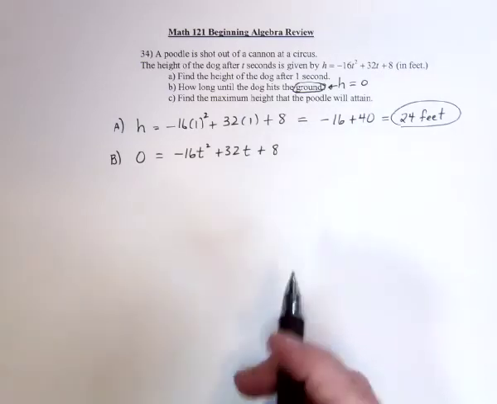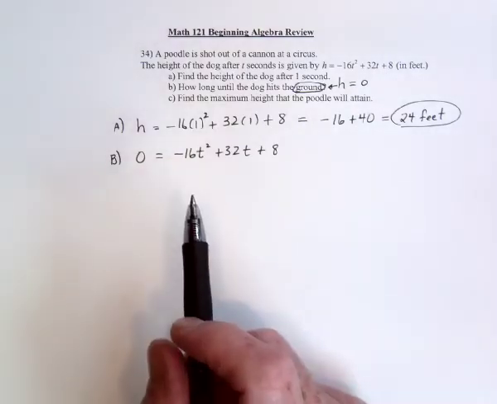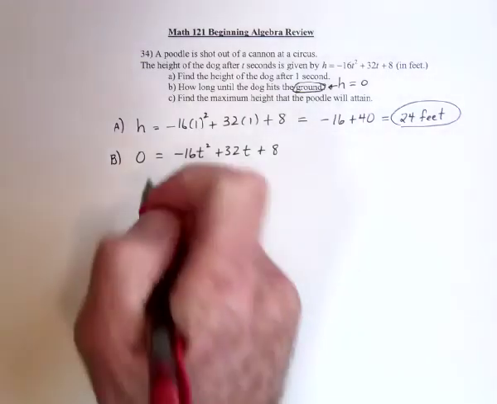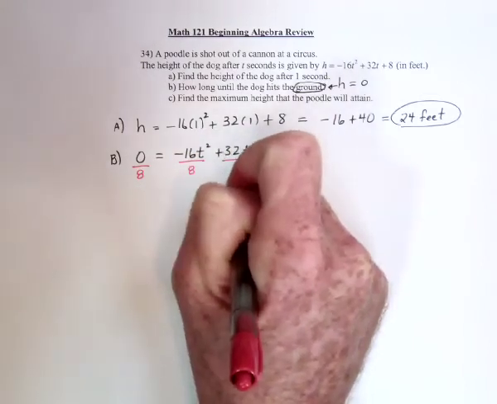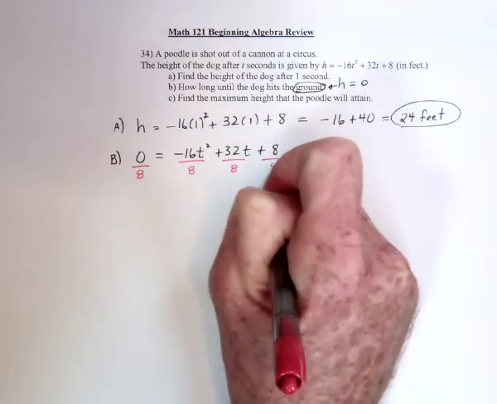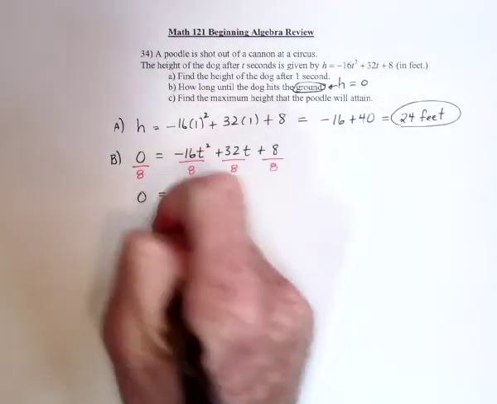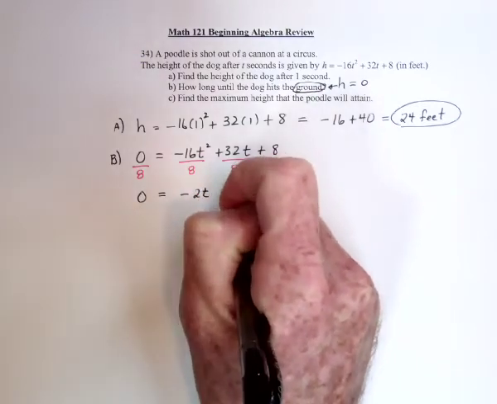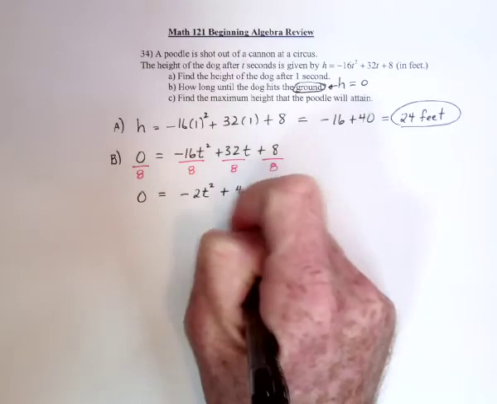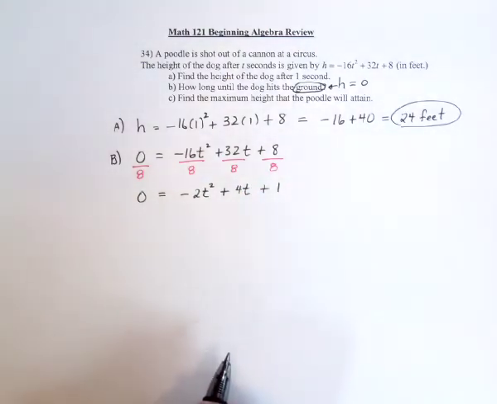But one thing I notice is that all of these numbers can be divided by 8. And that will reduce my work later on if I do that. So what I do is divide both sides, or all terms, by an 8. It's still going to equal 0. This will be negative 2t squared plus an 8 divides into a 32 4 times, t. And then the last one, 8 divided by 8, is 1.